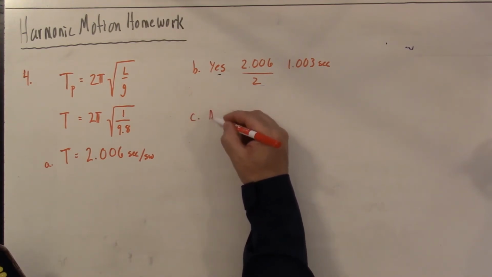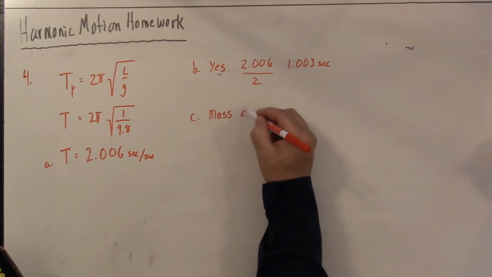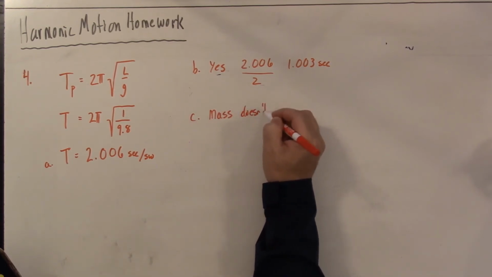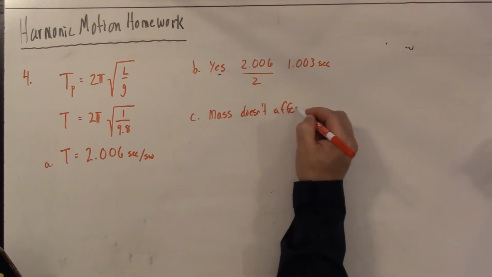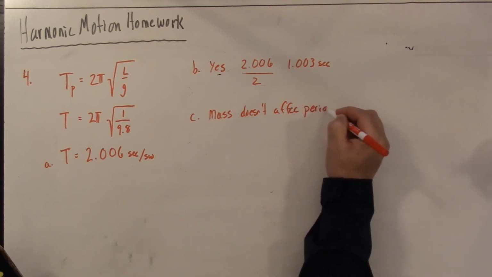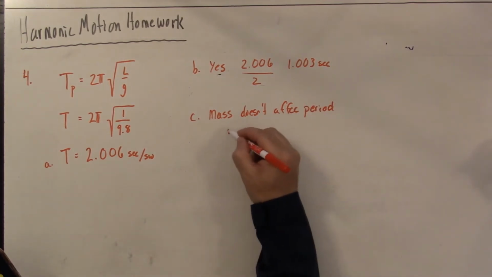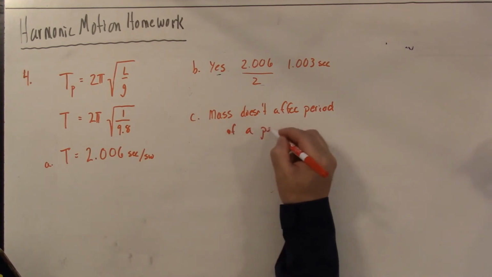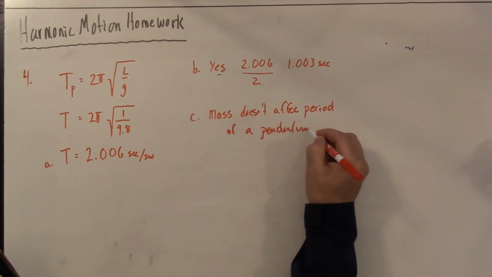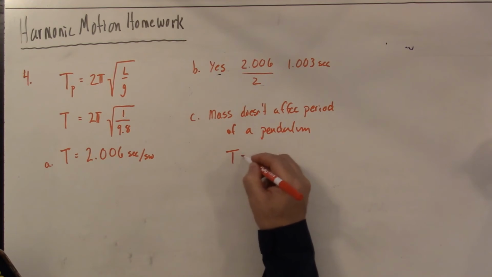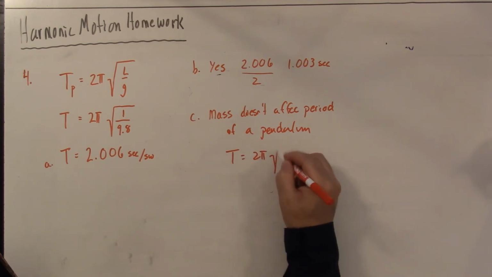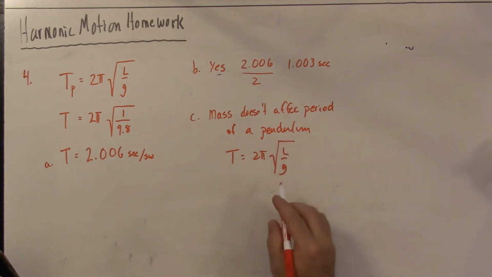C says, why didn't it tell you how much mass to put on the end? And what did we look at in the lab? That the mass doesn't affect the period of a pendulum. You know how you know that? Because when you look at the equation, you notice that there's no mass in the equation at all. If there's no mass in the equation, then it can't be a factor.